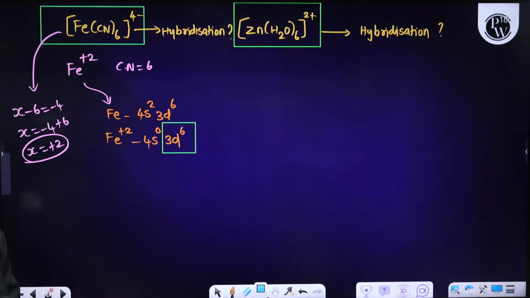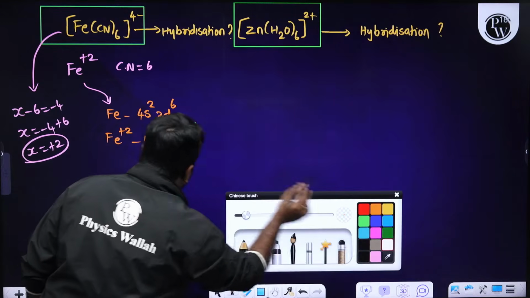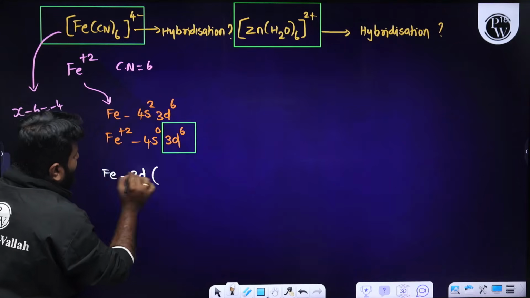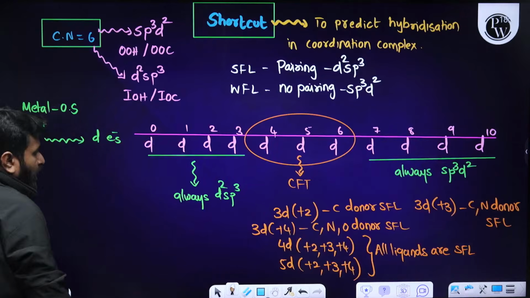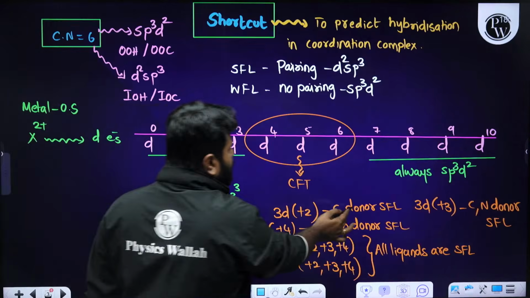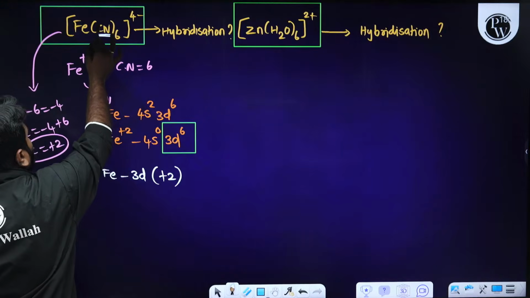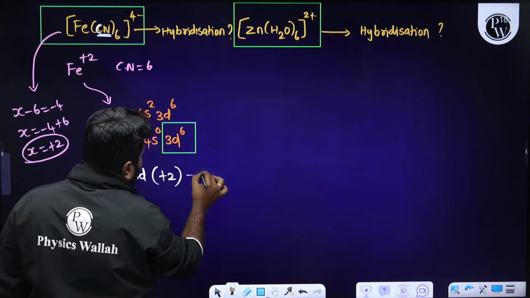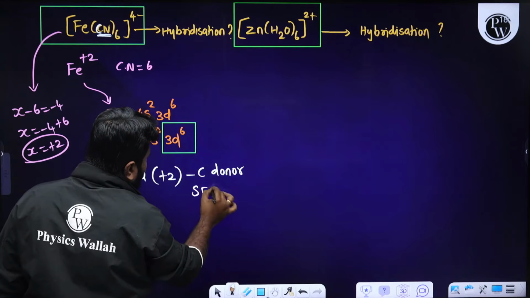Now, iron belongs to which series metal from the periodic table? It belongs to the 3d series metal. Present in which oxidation state? +2 oxidation state. According to the shortcut, carbon donor means strong field ligand. Which ligand is this? CN. What is the donor atom? Carbon donor. So it is a strong field ligand.